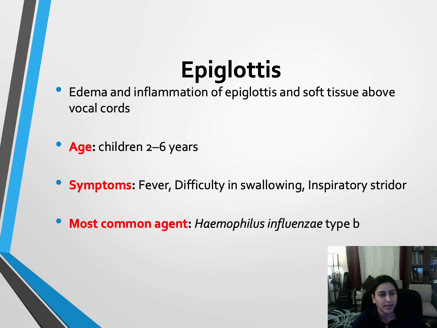Next is epiglottitis. So what is the epiglottis? The epiglottis is typically the leaf-like structure that hangs on top of the larynx, and it's like a protective valve. It prevents food particles from entering the respiratory tract. Sometimes it gets infected, and there is swelling, edema, and inflammation, and especially influenza type B affects the epiglottis.